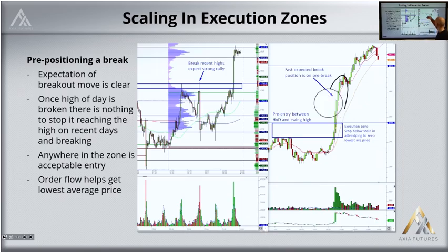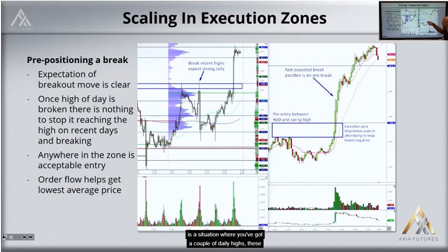What we've got here then is a situation where you've got a couple of daily highs. These come in at around about 98.9, 99 area. So you're looking for a break above there and an acceleration higher. That's the idea behind the trade. On the day, you have a high that comes in at around about 96. So you now have a little zone between the current day's high at 96 and the breakout at 99. So a 30 tick range.